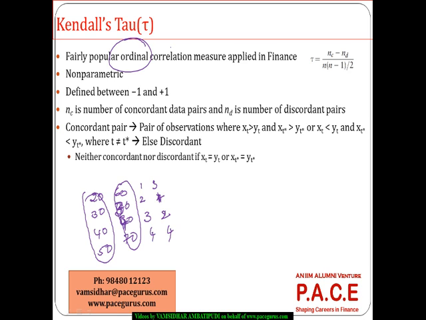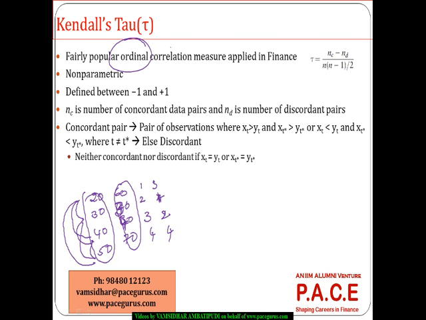So, the adjacent ones. 20 I'll pair with 30. 20 I'll pair with 40. 20 I'll pair with 50. Then 30 I'll pair with 40. 30 I'll pair with 50. 40 I'll pair with 50. So there are 6 pairs that I'm going to get.